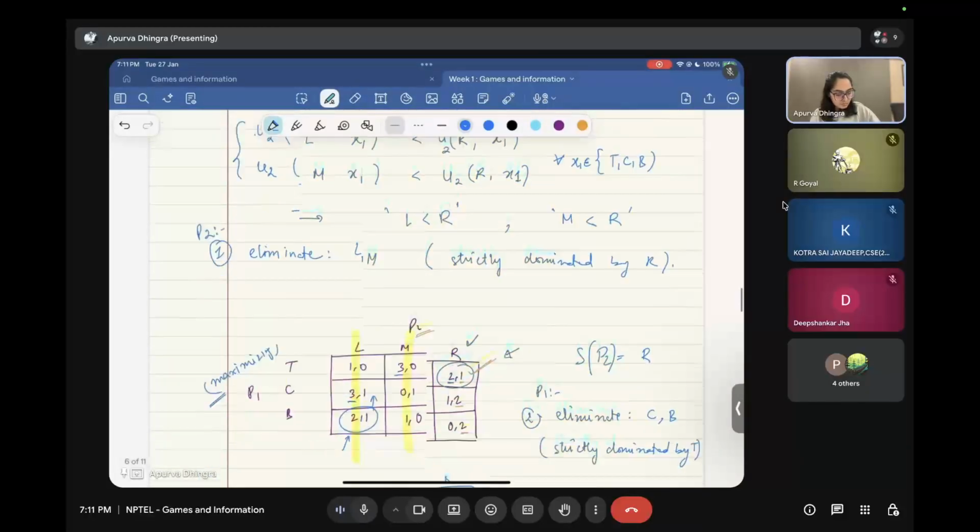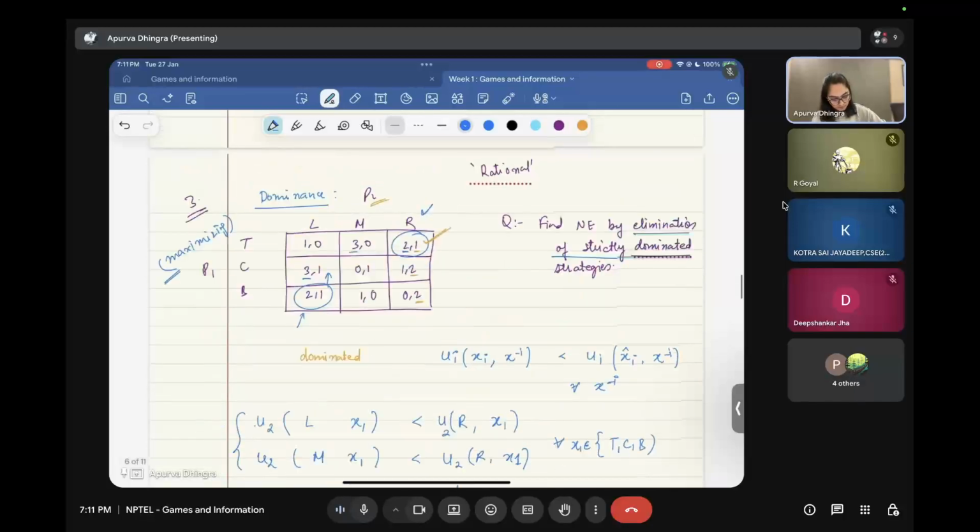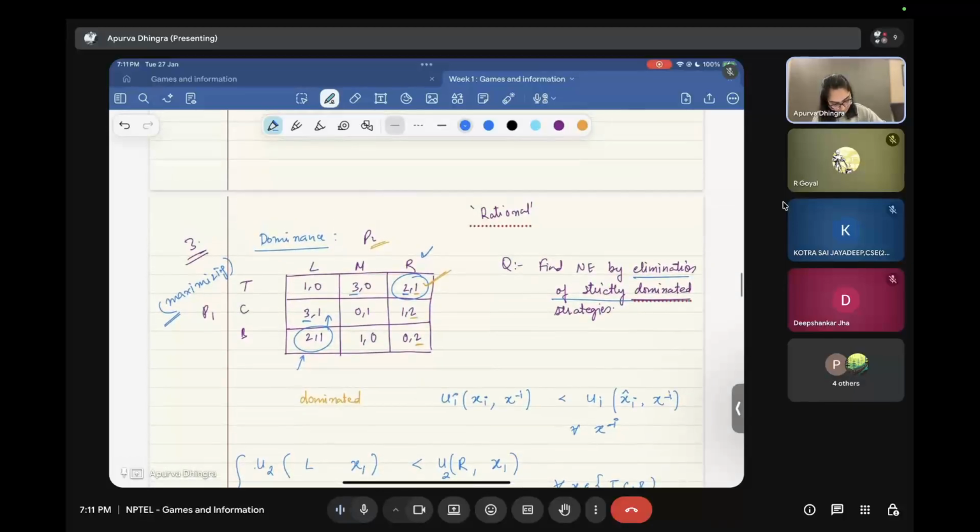And in the process of doing that, we end up with just one unique option, and that option T comma R becomes the Nash equilibrium. So we've gotten the same point by two different methods. Okay, so let me highlight, this is not a Nash equilibrium, this was incorrect, this is correct.